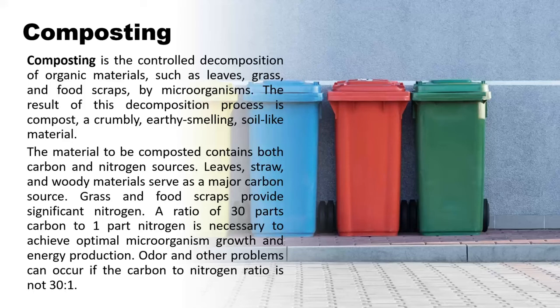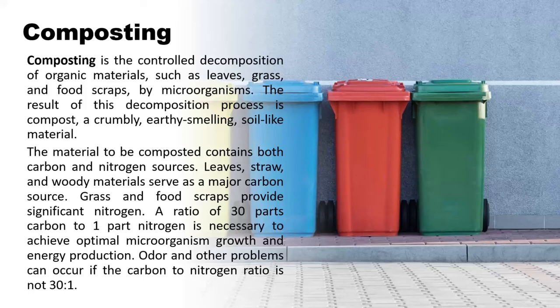The material to be composted contains both carbon and nitrogen sources. Leaves, straw, and woody materials serve as a major carbon source, while grass and food scraps provide significant nitrogen. A ratio of 30 parts carbon to 1 part nitrogen is necessary to achieve optimal microorganism growth and energy production. Other problems can occur if the carbon to nitrogen ratio is not 30:1.